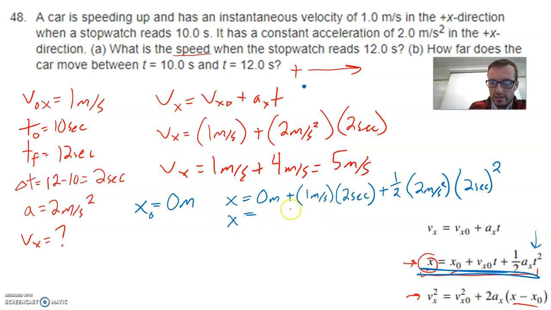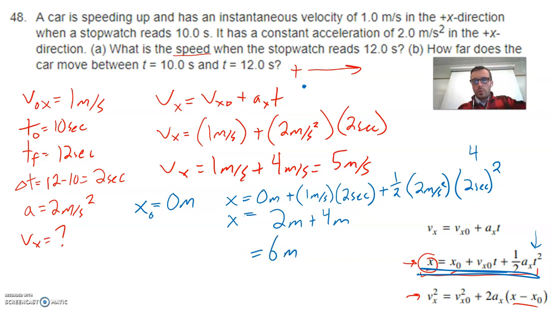So we have x equals, and there's a 2, and meters per second times seconds would be meters, so the units work out there. And then plus 2 squared here is 4, times 2 is 8, but half of that is back to 4 again, and so our final answer for this one would be 6 meters.